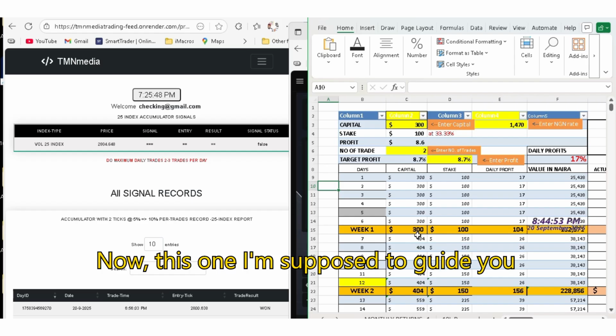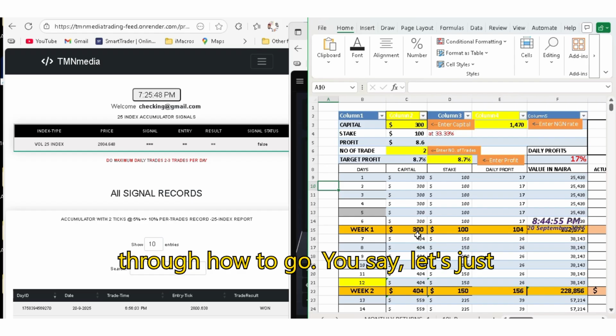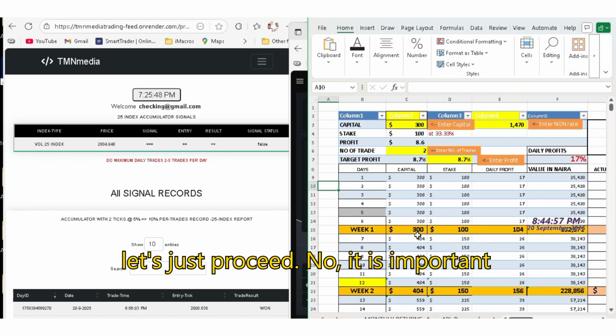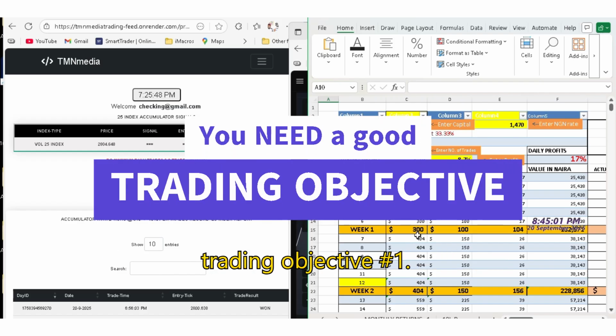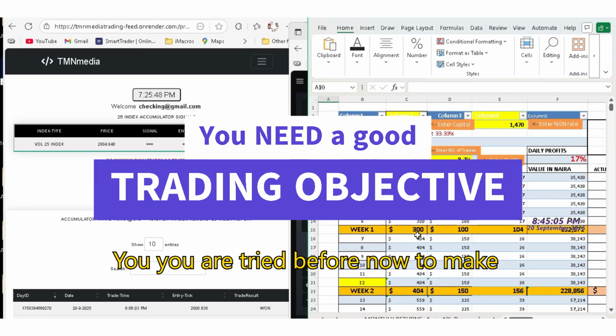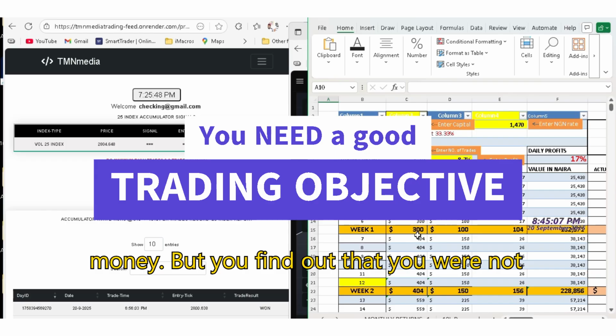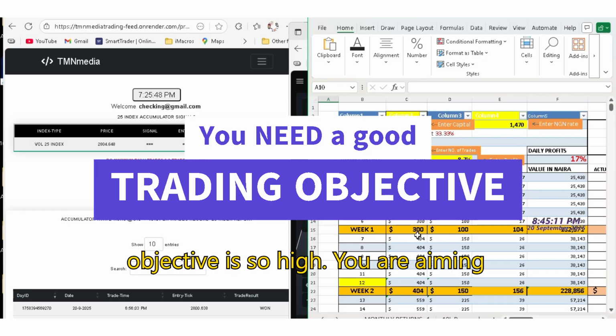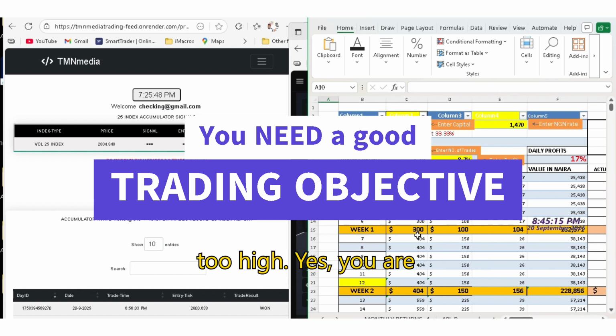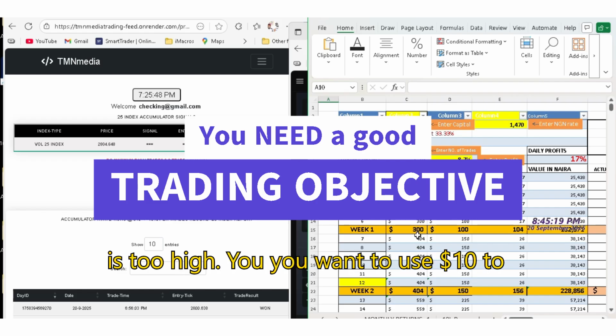Now, this one, I'm supposed to guide you through how to go. You say, let's just proceed. No, it is important you understand that there will be a trading objective. Number one, you have tried before now to make money, but you were not successful at it. Why? Because your objective is too high. You are aiming too high.